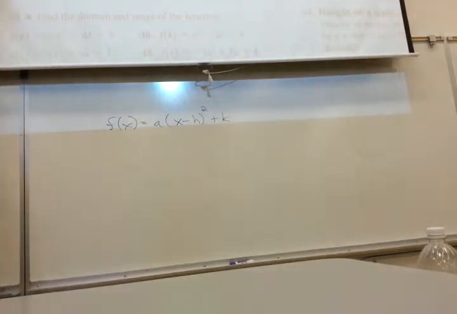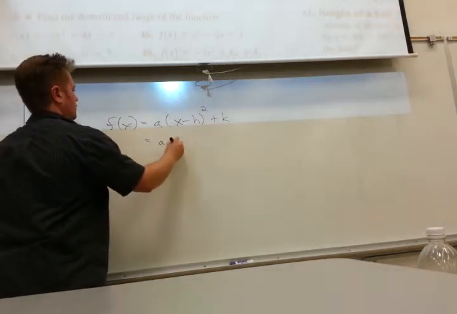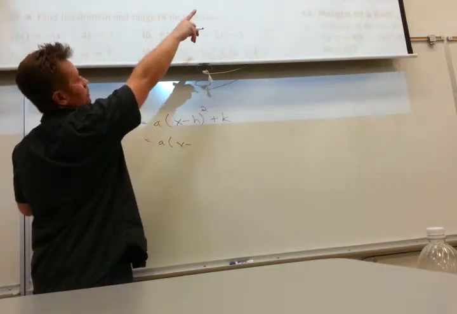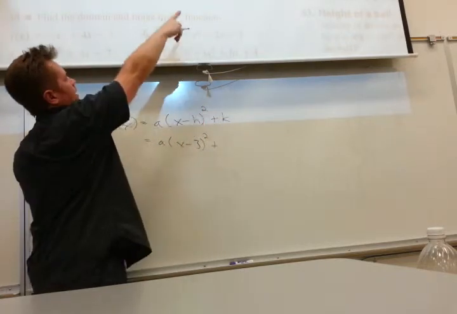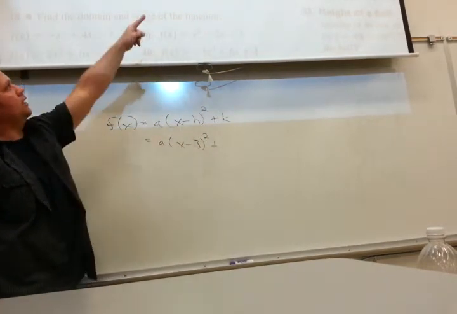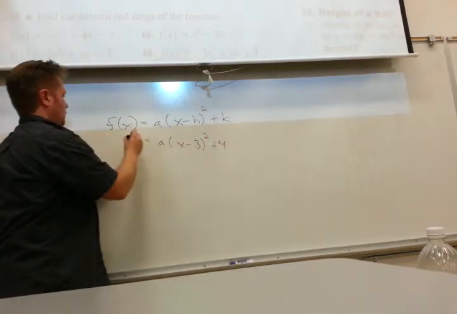What do I already know? So I know the h and the k. What's the h? 3. How do I know that? Because that's the x piece. It goes with the x. What's the k? 4. All right.